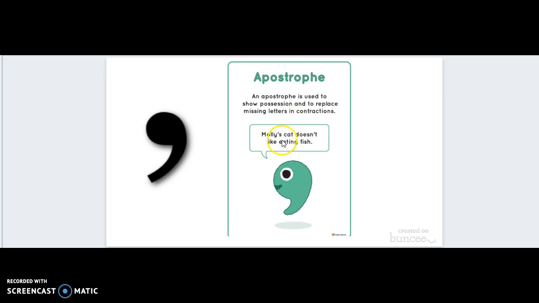Molly's, notice the apostrophe here. Cat doesn't. Doesn't is really does not. So you're contracting the two words does not into doesn't. Molly's possession. She possesses the cat. Molly's cat doesn't like eating fish. All right.